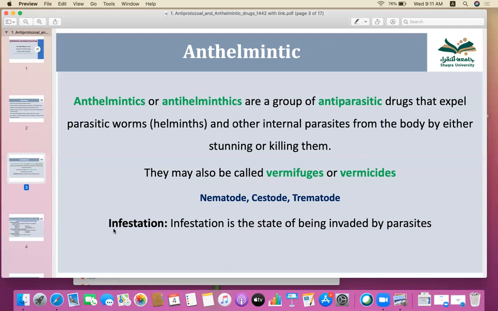There is another term, infestation. Instead of infection, here it is infestation. Infestation is the state of being invaded by a parasite. When any such condition is caused by a parasite, we can say infestation instead of infection. So we can say parasitic infestation. Yes, acceptable. So these are the terms which are used for the one condition.